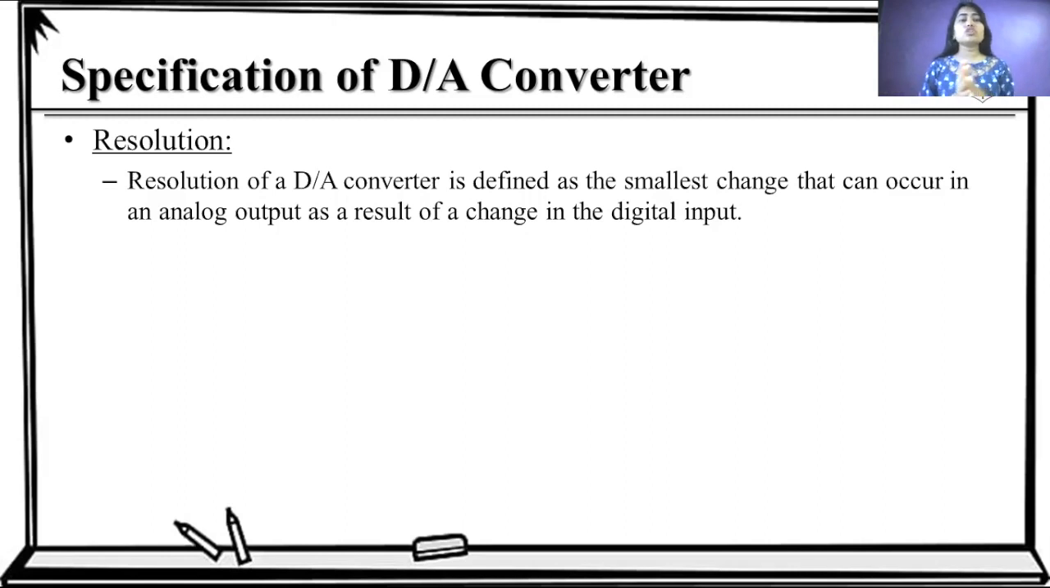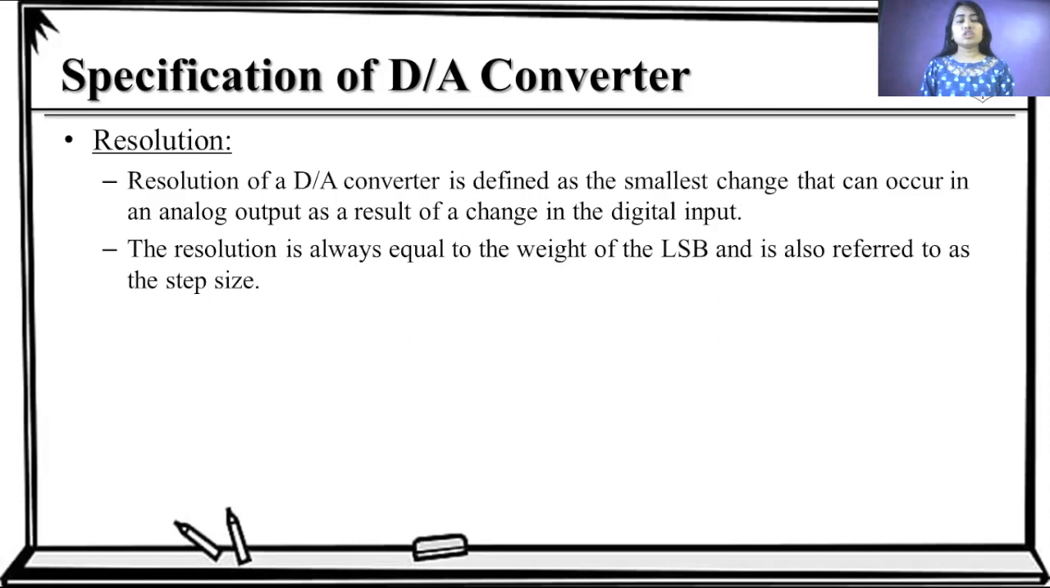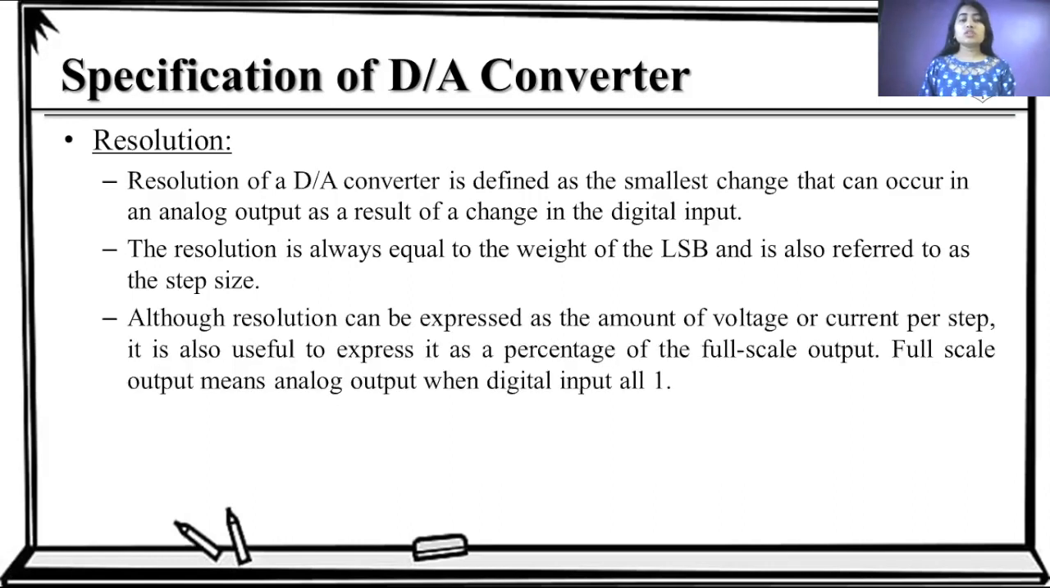So resolution of a D to A converter is defined as the smallest change that can occur in an analog output as a result of a change in the digital input. The resolution is always equal to the weight of the LSB, and it is also referred to as step size. Although resolution can be expressed as the amount of voltage or current per step, it is also useful to express it as a percentage of full scale output.